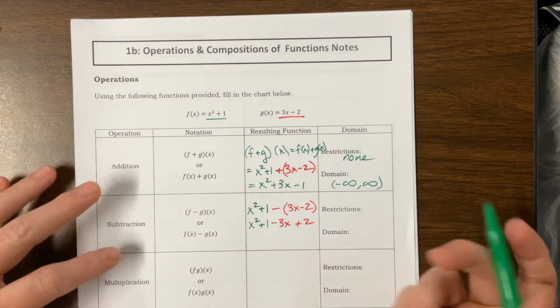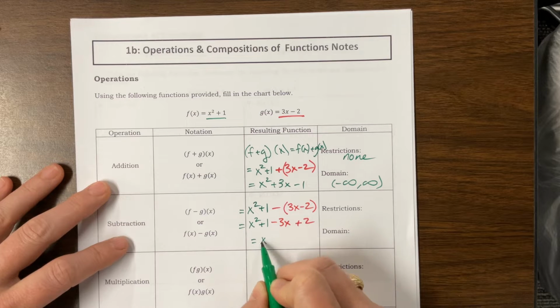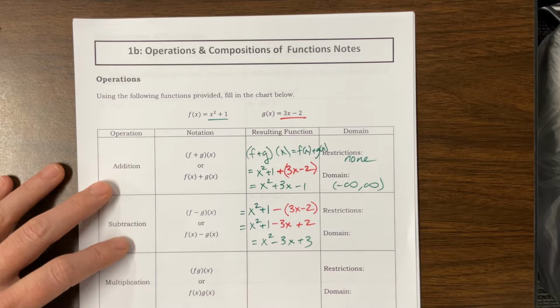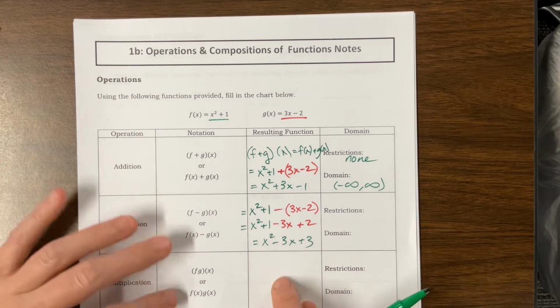So now, I'm having fun with colors. These are all equivalent. This will be equal to, I see an x squared, I see a negative 3x, and a 1 plus 2 is 3. Once again, I'm not dividing by anything, so I'm not dividing by a variable, so we don't need to worry about that.